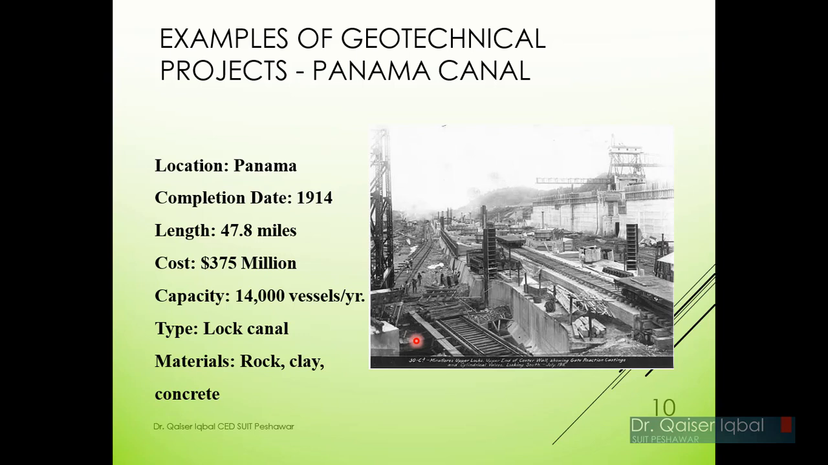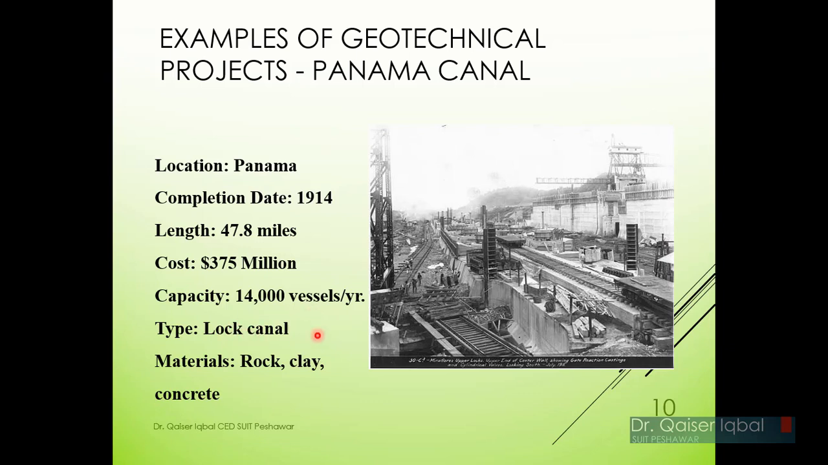So this was excavated back in the early 20th century, with completion in 1914. The total length of the canal is 47.8 miles. It cost about $375 million in 1914. So remember, it's a quite large, huge amount to be spent at that time. The capacity is to serve 14,000 vessels per year, or ships. The large ships are basically referred to as vessels, the cargo ships.